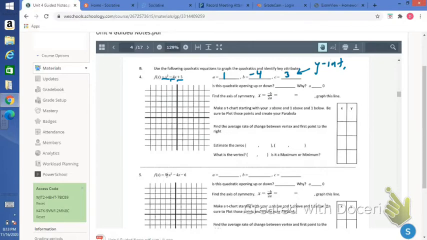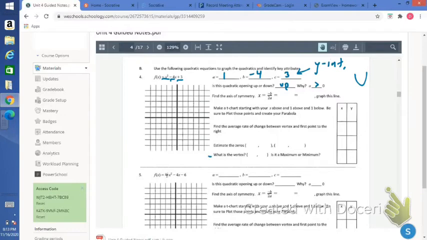Is this quadratic opening up or down? Well, we look at our a, and our a is positive. So since your a is positive, we open up. Yep, because a is greater than 0.